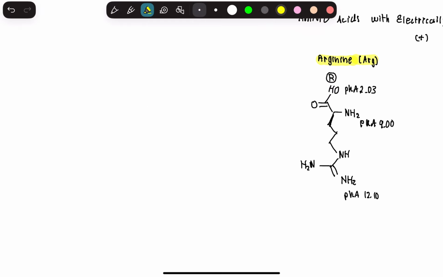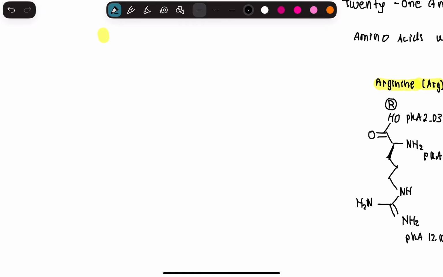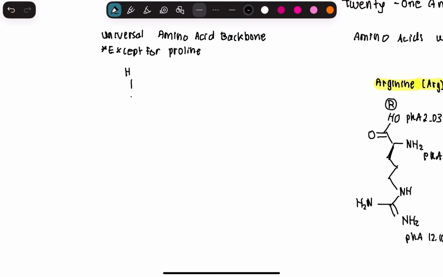But actually, before we discuss this, let's talk about the universal amino acid backbone. So every single amino acid except for proline has this backbone. So it's going to be like H, C, COO minus, NH3 plus and H.